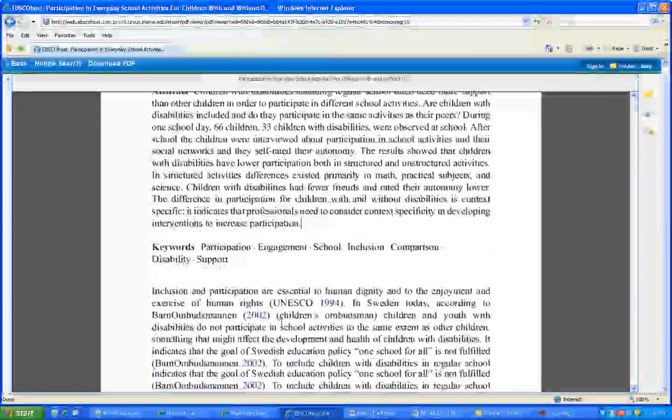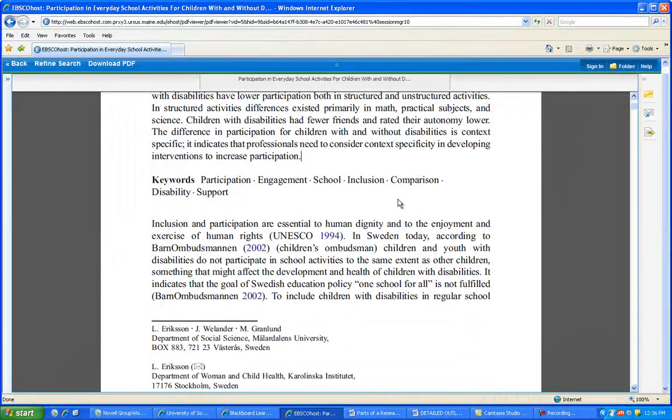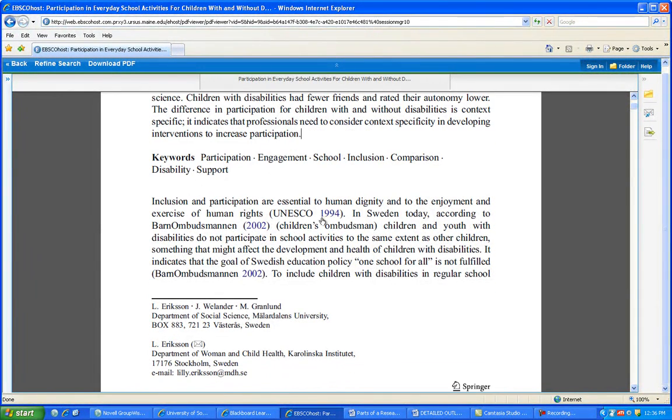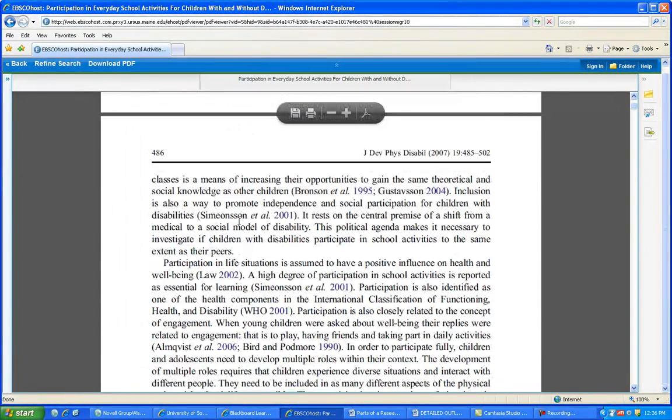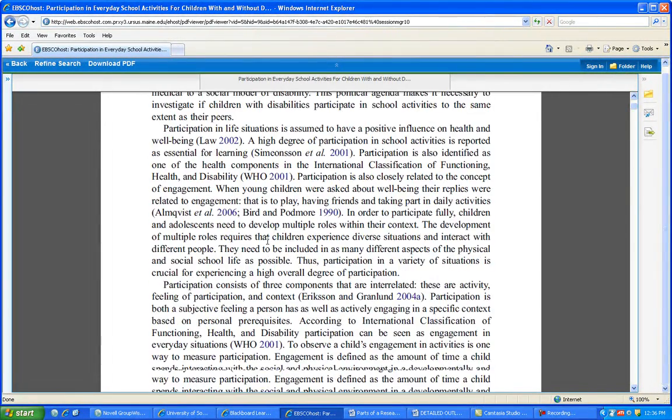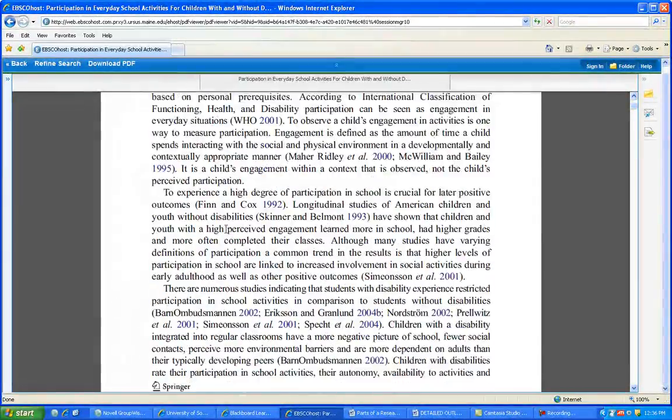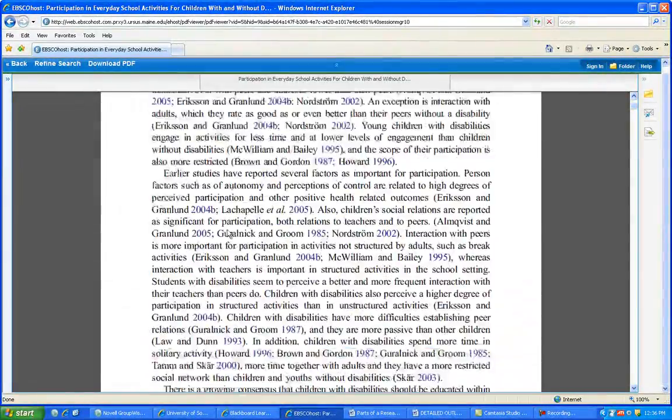And look at what this article does for introduction right here. Okay, these keywords, don't worry about that. In articles, you usually have to write keywords for journals. But here we have the beginning of the introduction, and you're going to see all of the references in APA style. Okay, so boom.